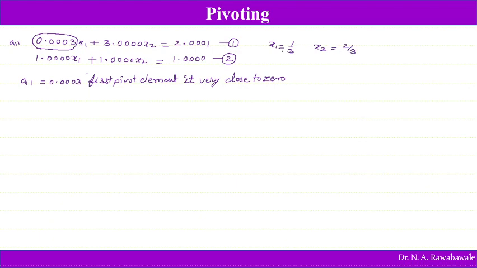So we know the exact result of these two simultaneous equations. So x1 is 1 by 3 and x2 is 2 by 3 is the exact solution for these two equations. Now let us try to solve these two equations using the Gauss elimination method. So, solution by Gauss elimination method.